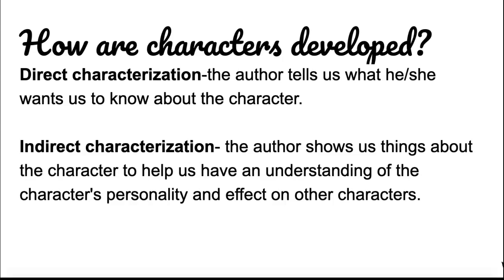So again, with direct characterization, the author just tells us what he or she wants us to know about the character. And in indirect characterization, the author doesn't necessarily tell us directly, and it's alluded to either through figurative language or perhaps it's determined by things that the other characters say about the main character.